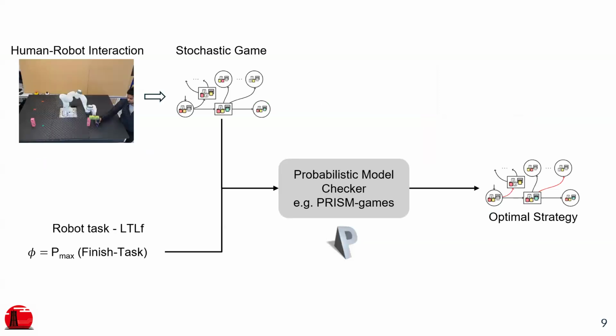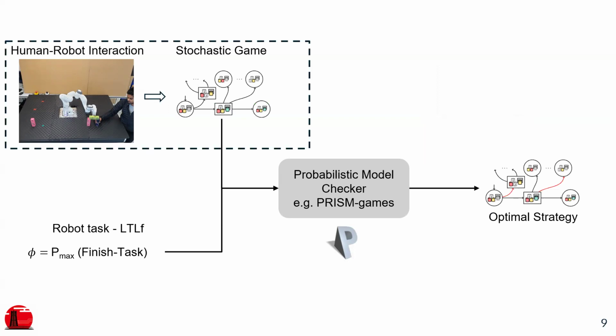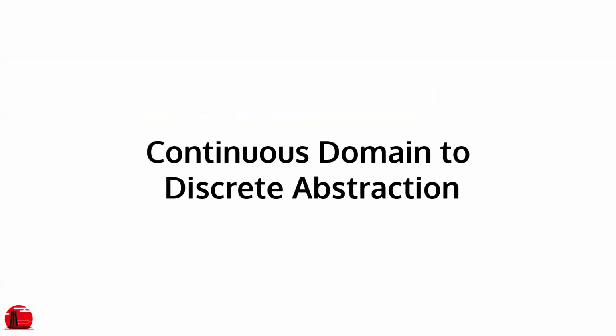At the high level, the approach we take is as follows. We first convert the continuous manipulation domain to a turn-based stochastic game. Next, we use PRISM-games as a probabilistic model checker to synthesize optimal strategies for the robot. First, we'll see how to discretize the continuous domain and construct an MDP. This abstraction can then be extended to construct a stochastic game.